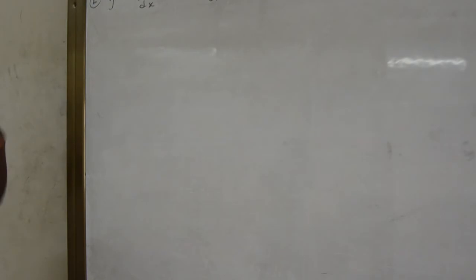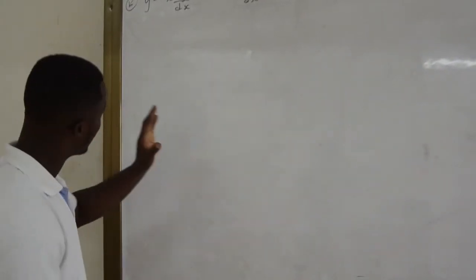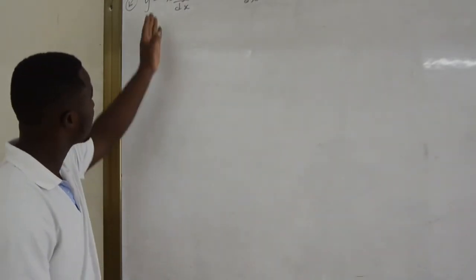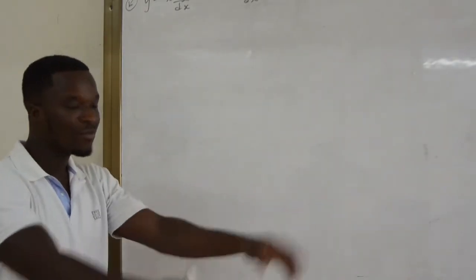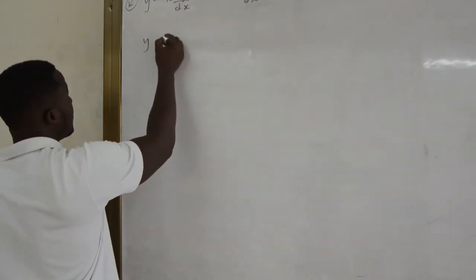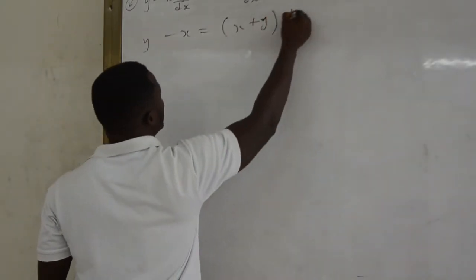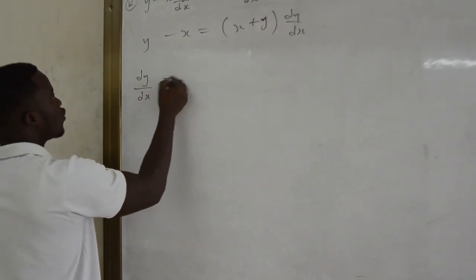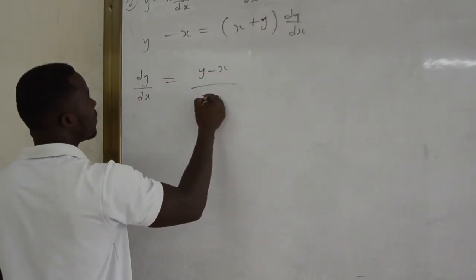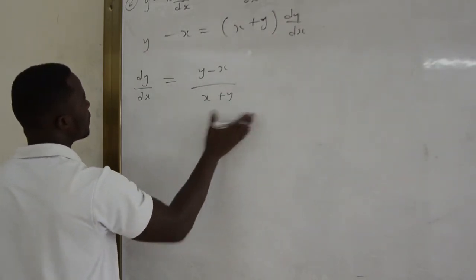So the second example, we have y minus x dy/dx is equal to x plus y dy/dx. So the first thing you have to know here is that you have something dy/dx here, something dy/dx here. So just remove all the dy/dx out and rewrite it in order to get dy/dx equal to something. So you have y minus x is equal to x plus y dy/dx. Therefore, my dy/dx will be equal to y minus x all over x plus y. Move this one to this side, you get this one.